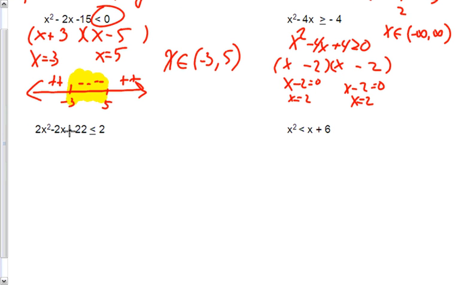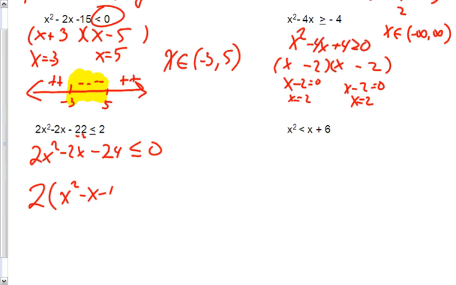Lots of 2's. Got to get the inequality less than or equal to 0, greater than or equal to 0. So subtract 2. 2x squared minus 2x minus 24. Minus 2 there. Remember that. It's less than or equal to 0. Going to factor 2 out. 2 times x squared minus x minus 12. Less than 0. Again, you're solving for roots, so you don't have to worry about the 2 that much.